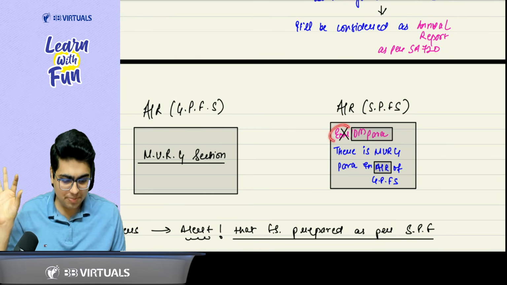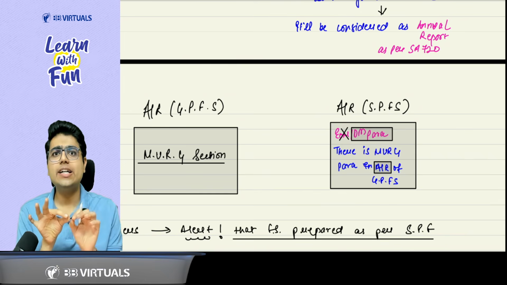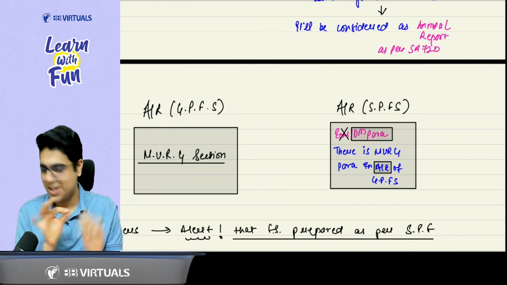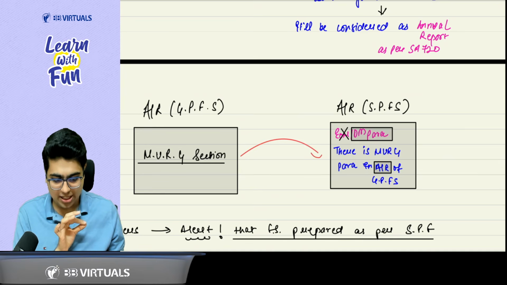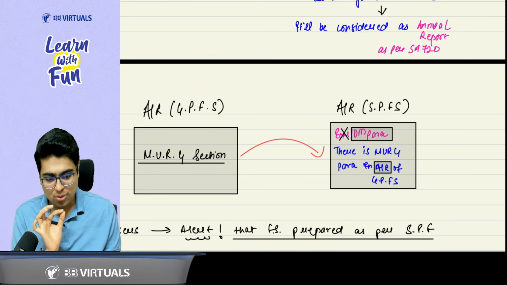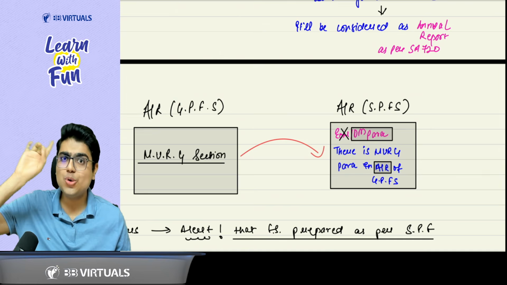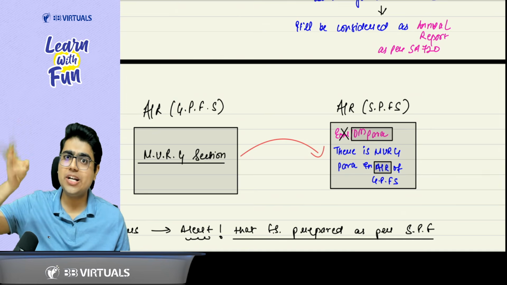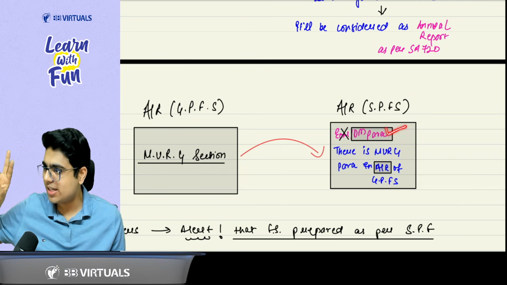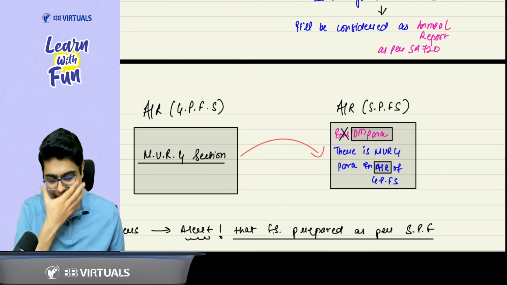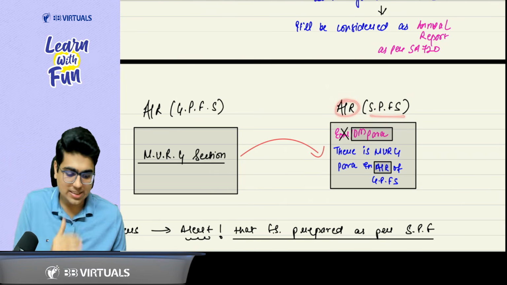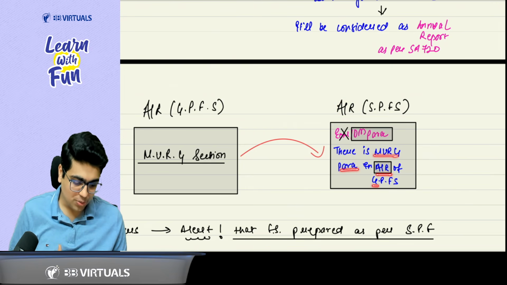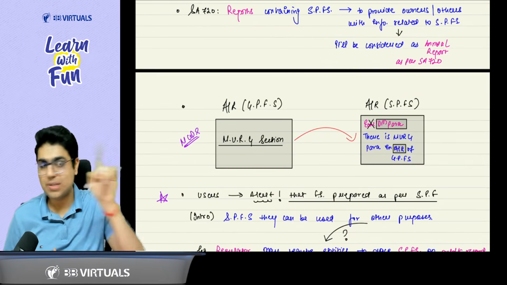Sir, emphasis of matter para is added when you want to draw the attention to the note in the financial statement. But here you want to draw the attention to the audit report. So whenever you want to refer to something which is related to audit, auditor's responsibility or audit report, then you add other matter para. So in the other matter para in the audit report of SPFS, you will say there is a MURG para in the audit report of GPFS. This is an amendment. Please do it properly.